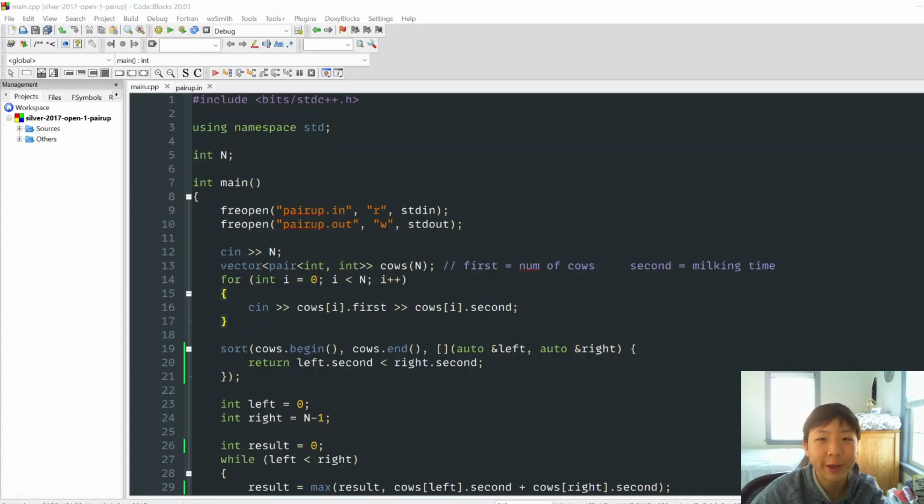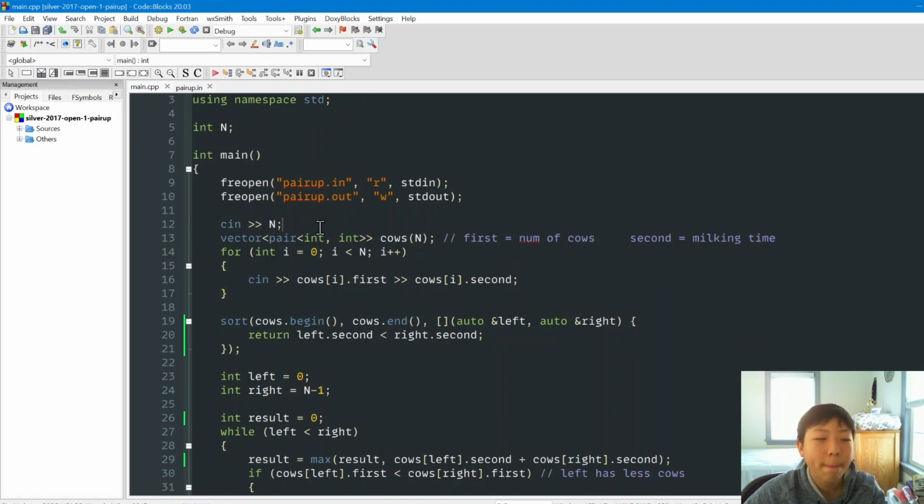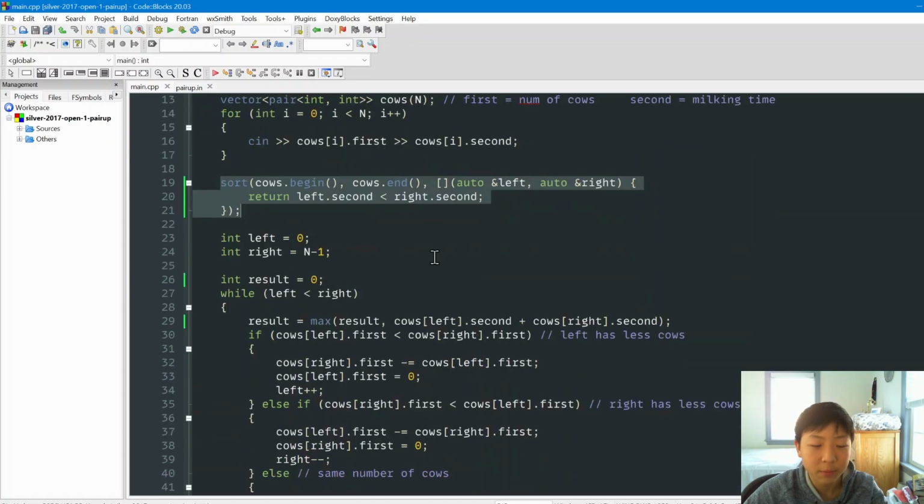The code of this problem can seem pretty intimidating, but if we break it down, we can make it very simple. So all we're going to do is we first read in n, and we're going to store the cows in the format of pair int int. The first int is going to be the number of cows. The second one is going to be the milking time. Okay. Then we're going to sort the cows by the second int. So that would be the milking time. We're going to sort it by the milking time.